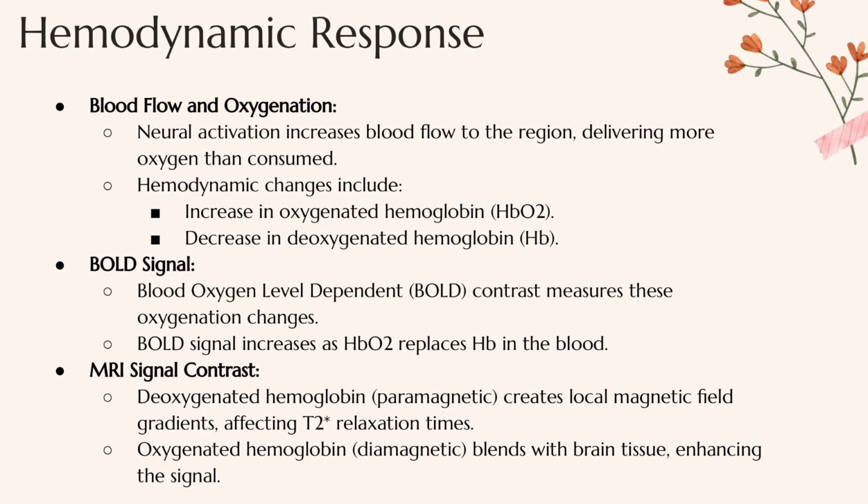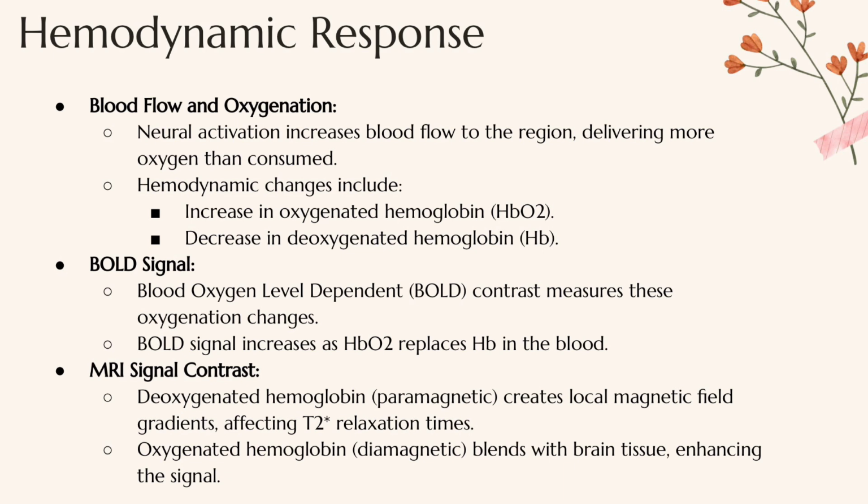When a specific brain region becomes active, it needs more oxygen to support the increased neural activity. In response, blood flow to that region increases, delivering more oxygen than the neurons actually consume. This creates specific hemodynamic changes. The level of oxygenated hemoglobin increases, while deoxygenated hemoglobin decreases. This brings us to the blood oxygen level dependent, or BOLD signal, the key measurement in most fMRI studies.